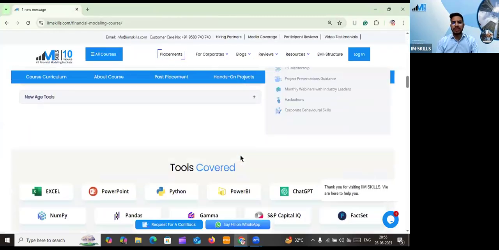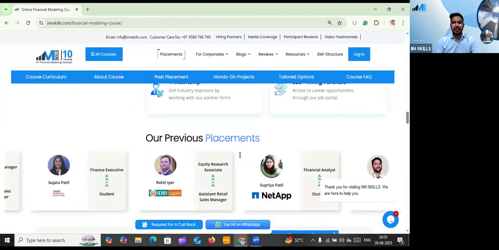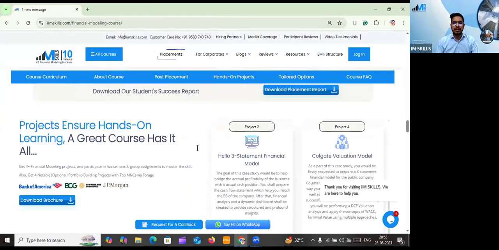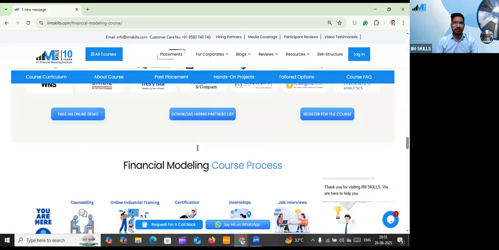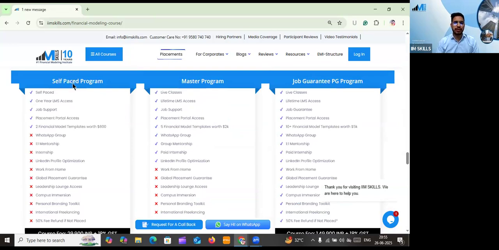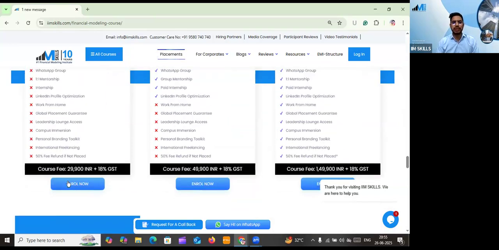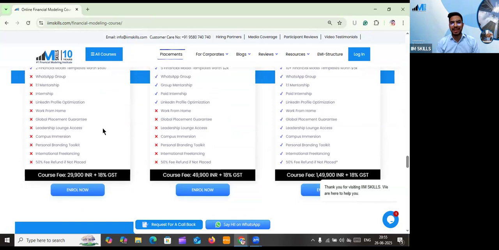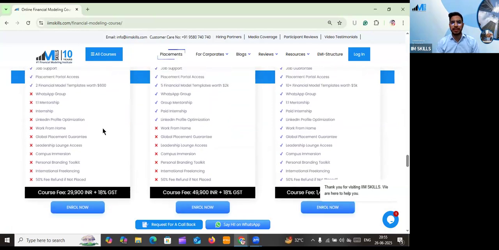So we have three types of offerings here. Let me come down here. One is the self-learning training program, which costs 29,900 plus GST. This program is mainly for those who already have good experience in financial modeling and just want a course to recap everything and get a certificate. So we recommend this course for them.